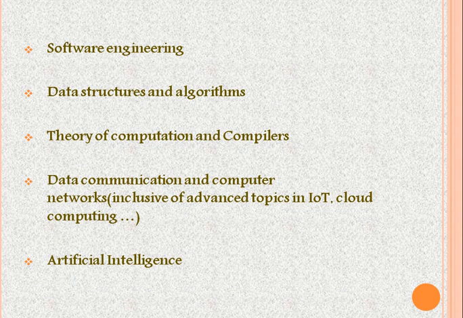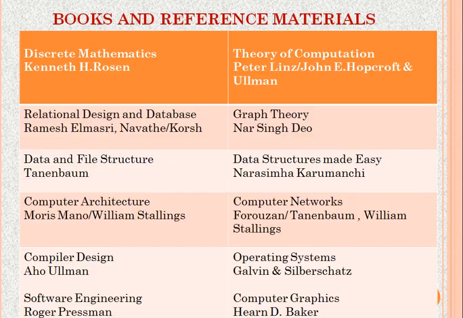The next chapter is software engineering. Now the seventh one is data structures and algorithms. Then comes the theory of computation and compilers, artificial intelligence, data communication and computer networks. In computer networks, advanced topics in IoT, cloud computing, etc. have been included. So totally we have 10 sections or 10 subjects. Initially there were many subjects. Now everything has been categorized and sectioned into 10.